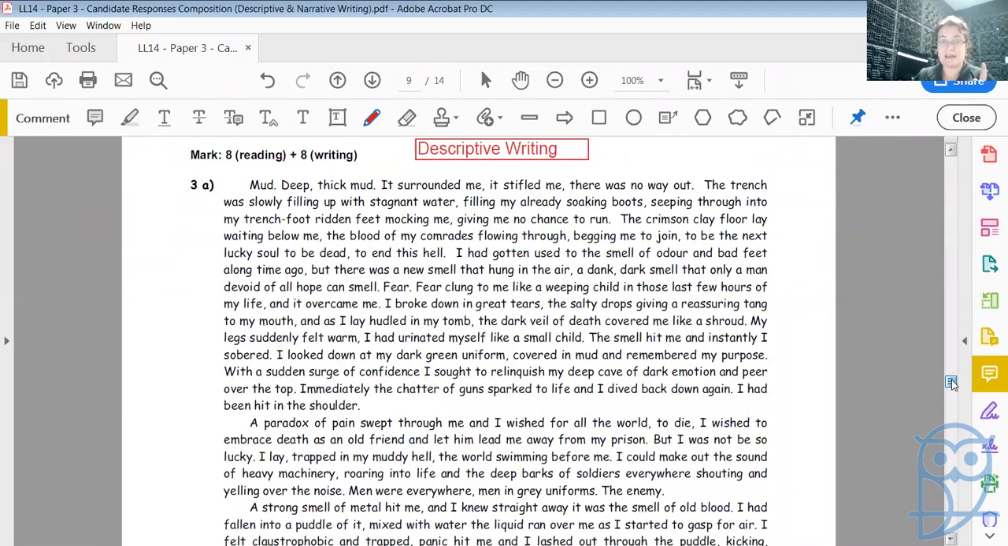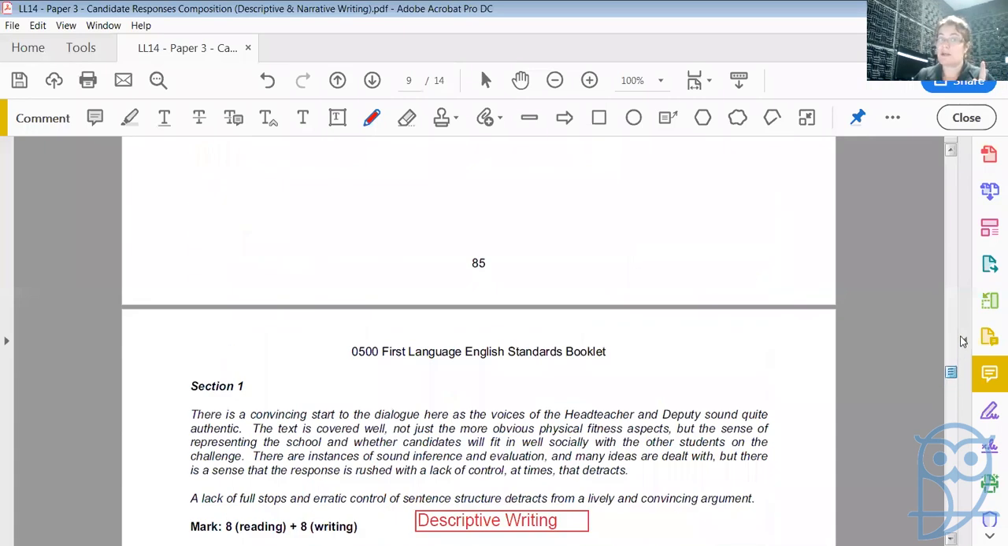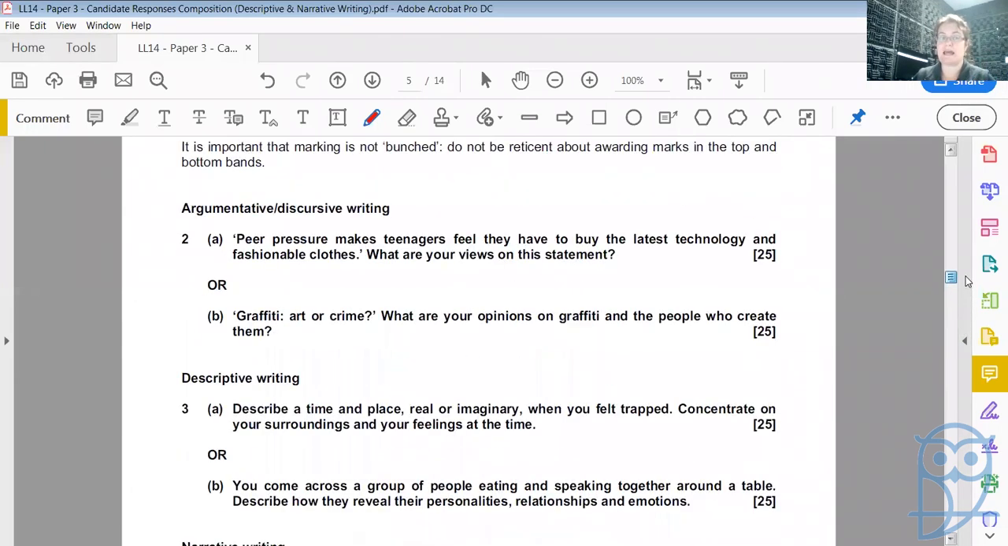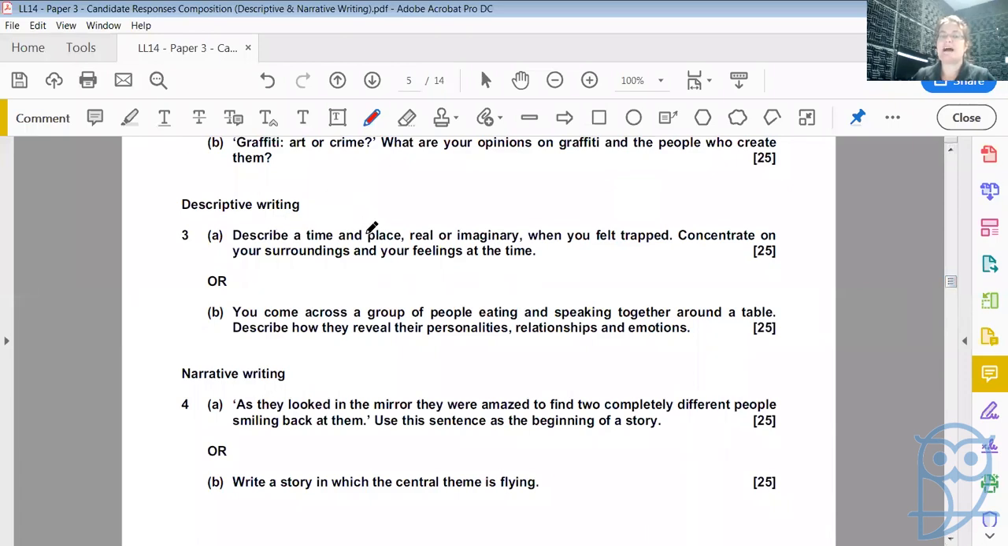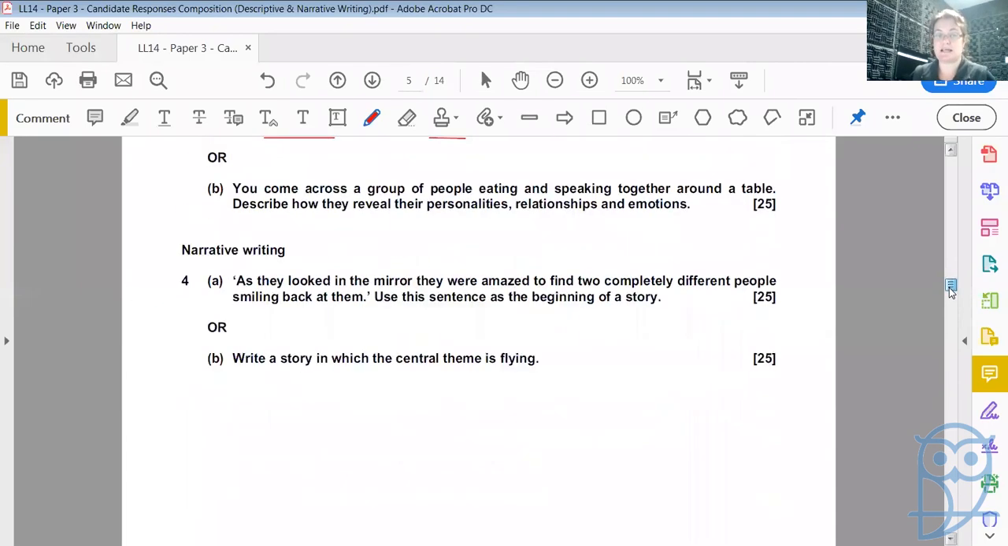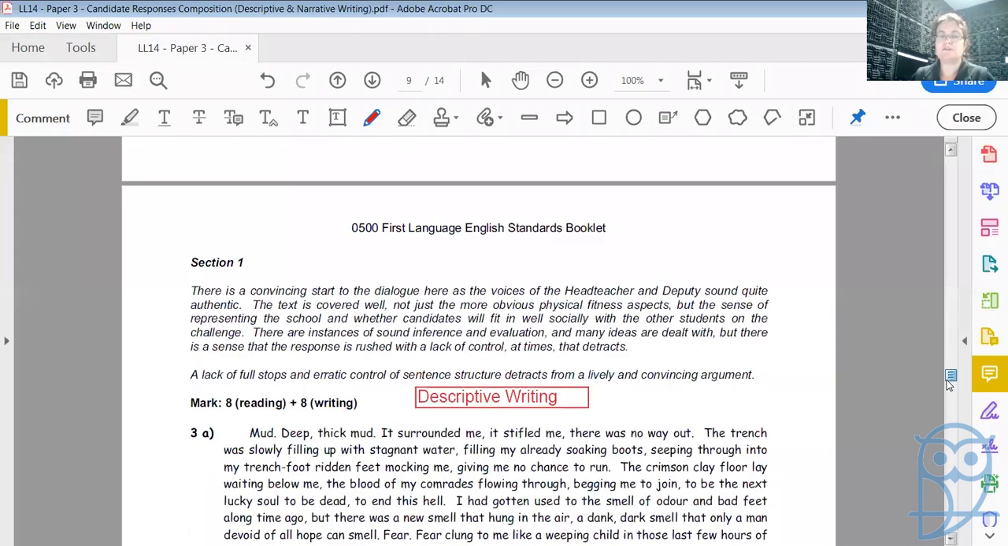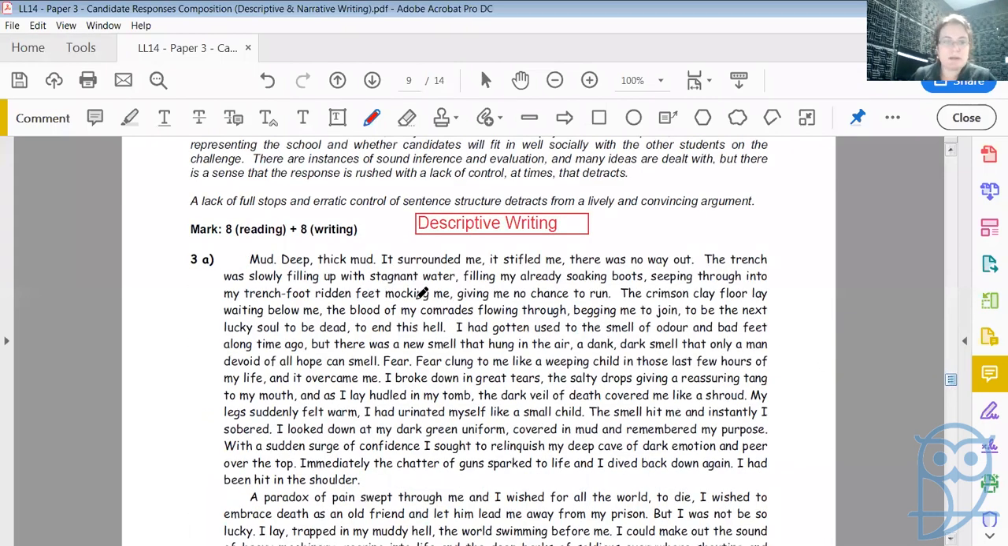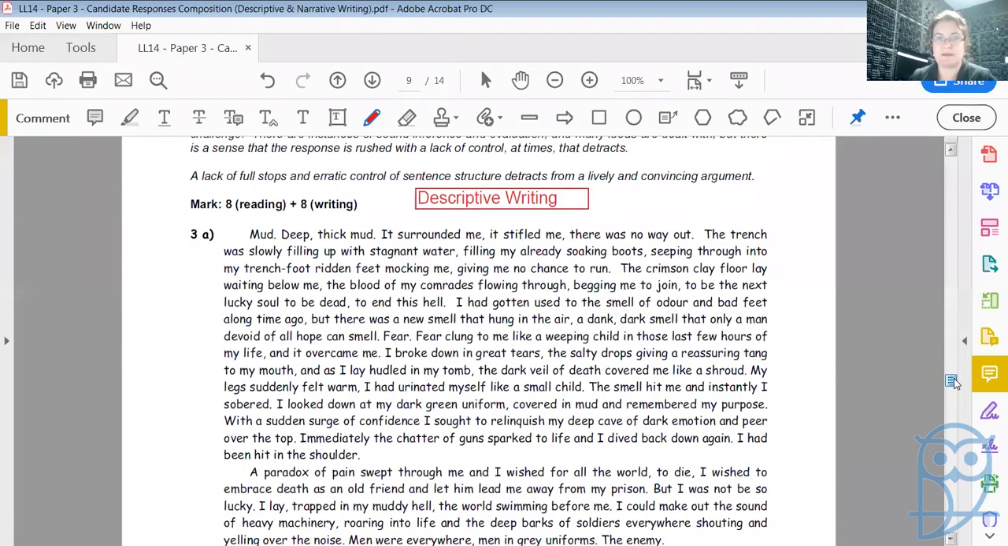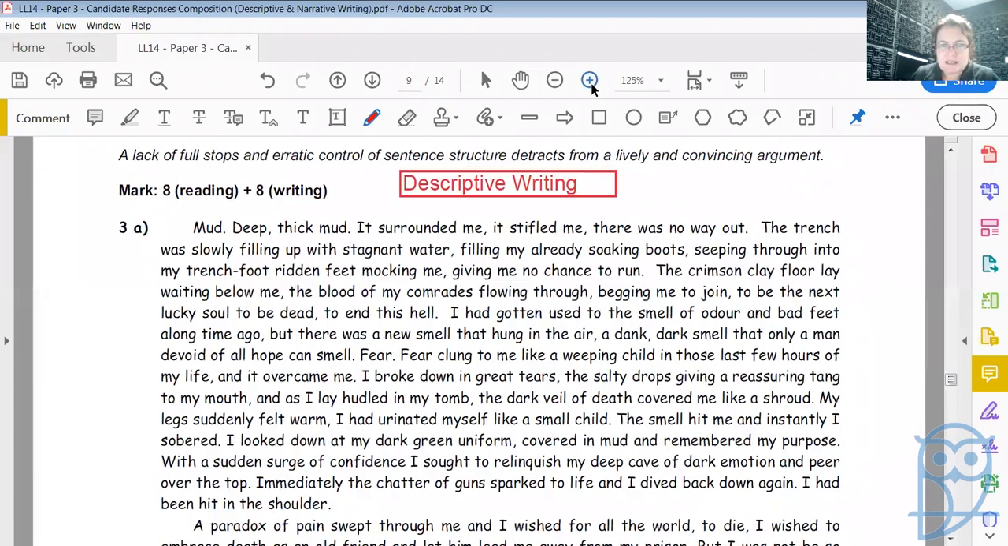Now this was 3A, okay, and the question was, remember, a descriptive essay: describe a time and place, real or imaginary, when you felt trapped. Okay, so this is a very central idea to this question. Concentrate on your surroundings and your feelings. Let's see if this student has done that. So, this is all about somebody in a wartime setting, as you will see. I'm going to try and make it a bit bigger for ease of reading.